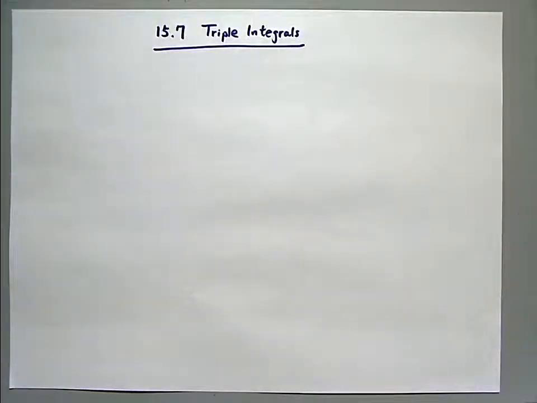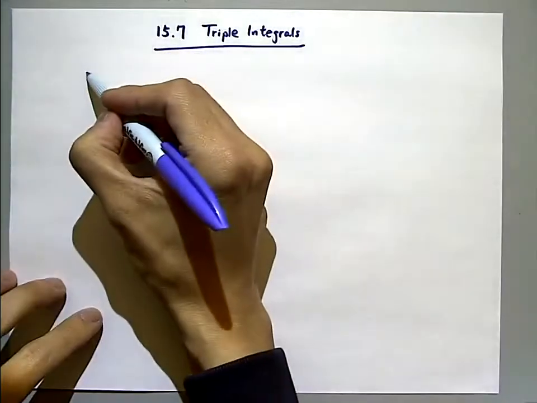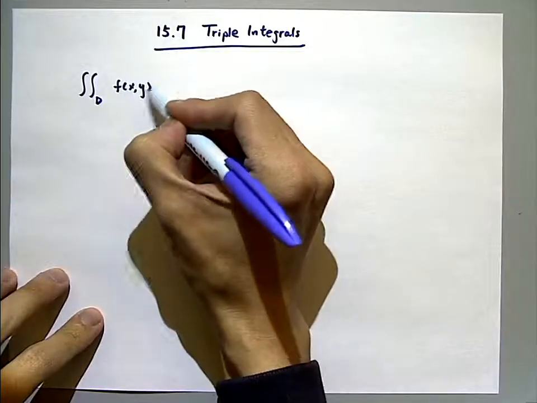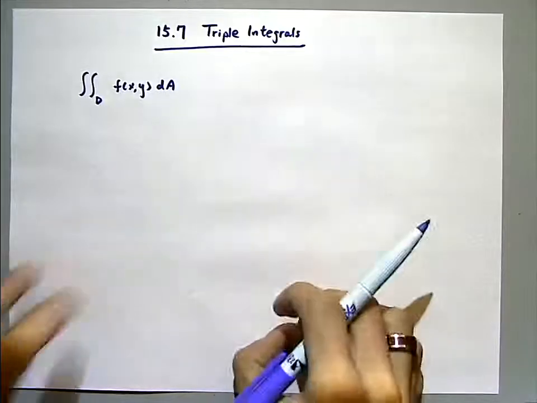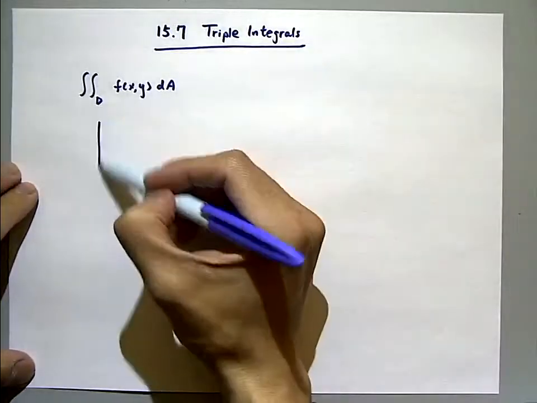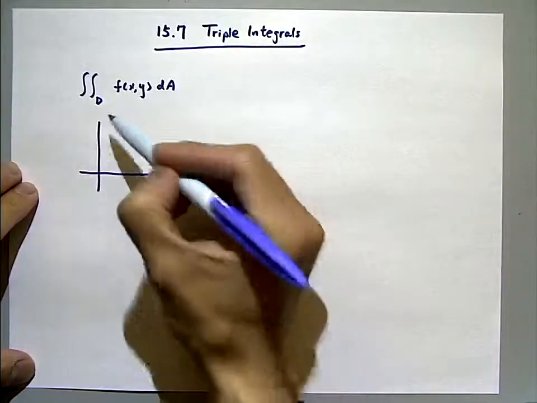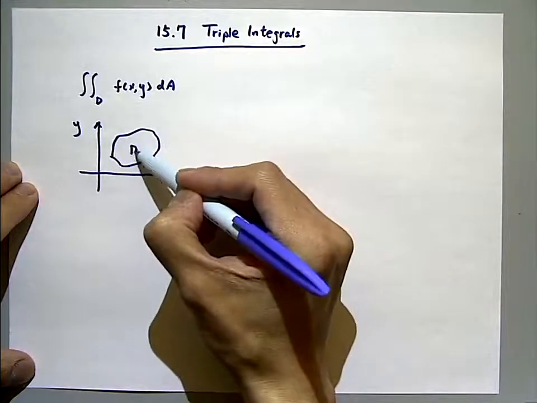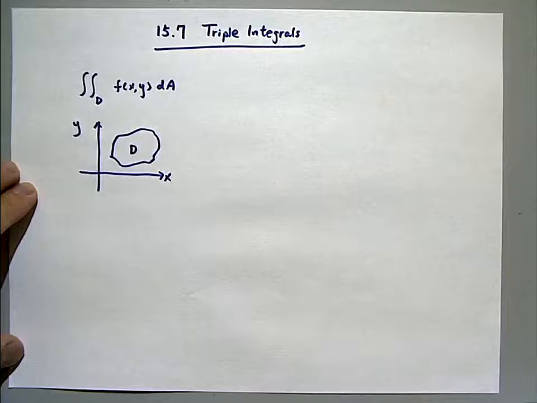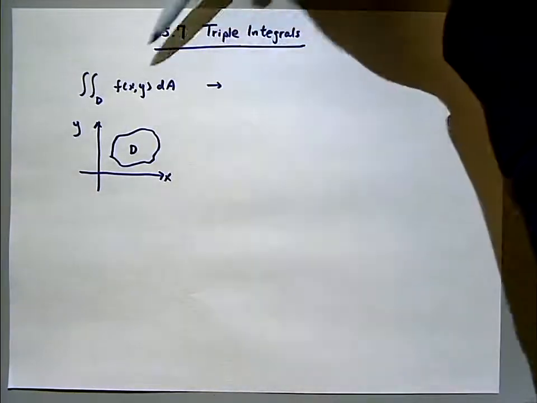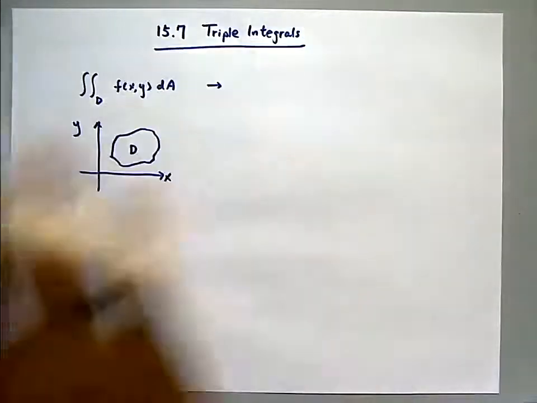All right, so first of all, let's go back to a double integral for just a moment and look at the meaning of what the double integral was telling us. Suppose we're integrating some function f of x, y over a region D. And this region looks something like that. So what we're doing here is accumulating this function f of x, y all over that region.